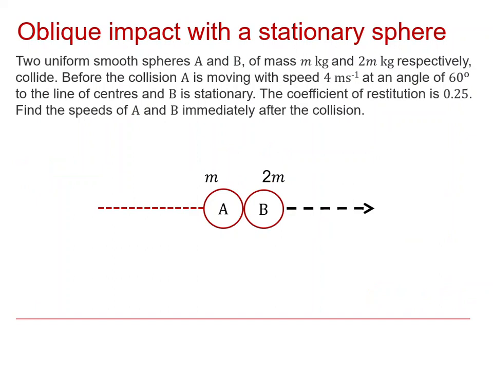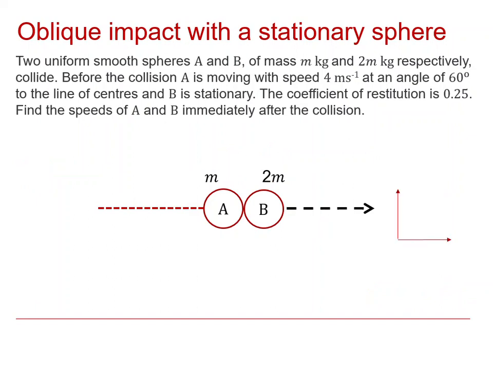So now let's look at a particular problem where we've got spheres A and B of masses m kilograms and 2m kilograms. Before the collision, A is moving with speed 4 meters per second at an angle of 60 degrees to the line of centres, and B is stationary. That's exactly the scenario we've just been considering. The coefficient of restitution is 0.25. So we want to find the speeds of A and B immediately after the collision.